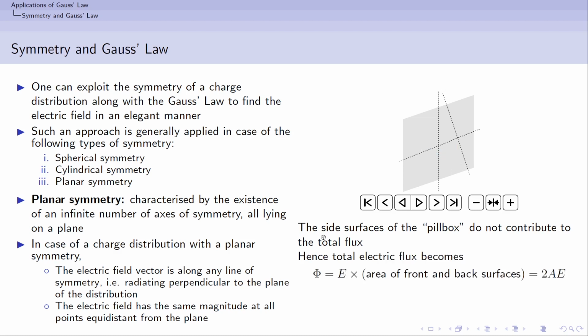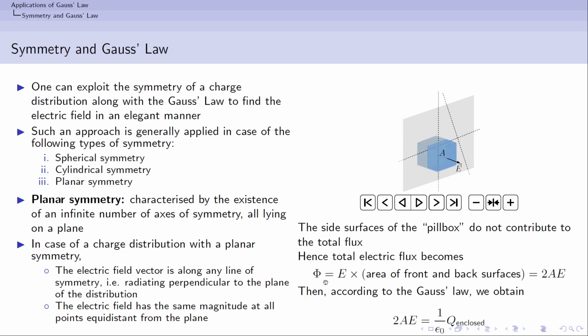So as a result, the total flux is going to become equal to electric field times the total area. The total area means the area of the front face plus the area of the back face. Area of either of the faces is A, so the total area is going to be equal to twice A. So the electric field times the total area, which is twice A, that is going to be the total flux.